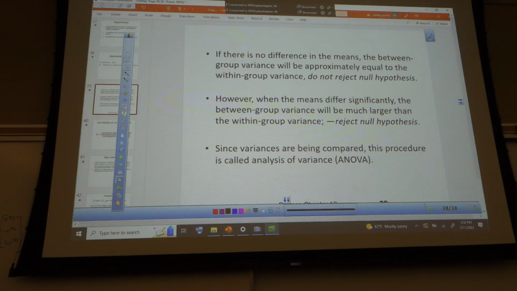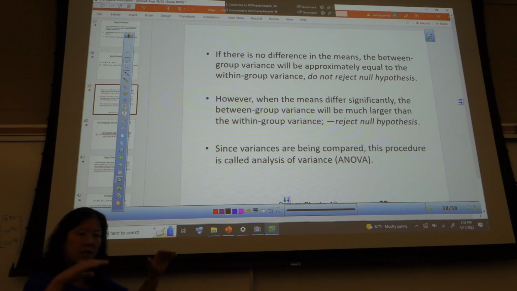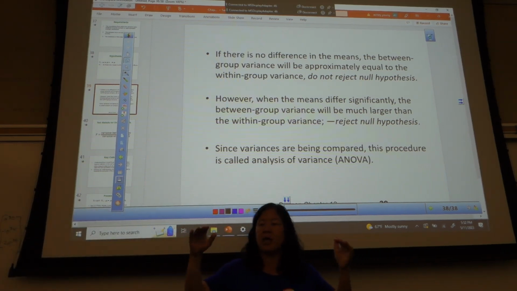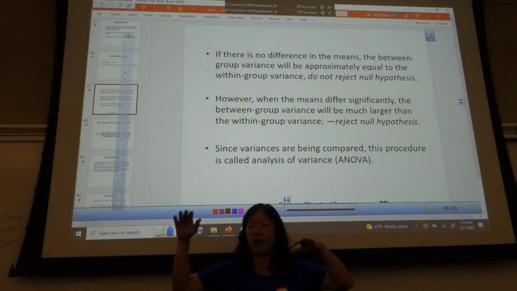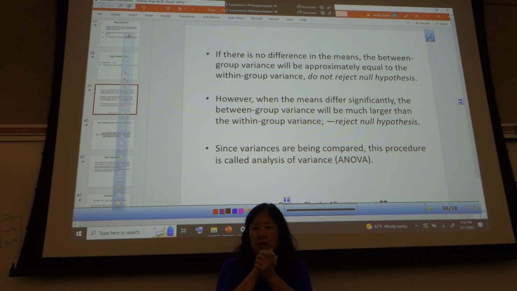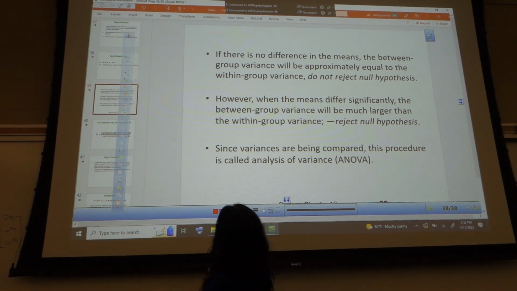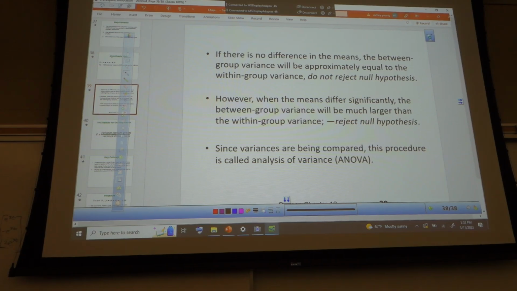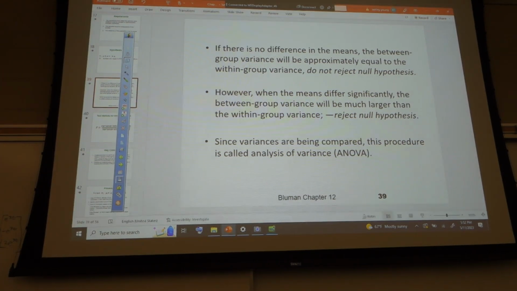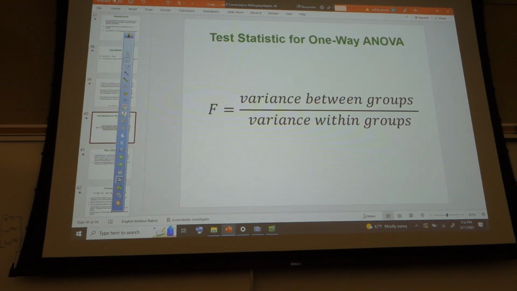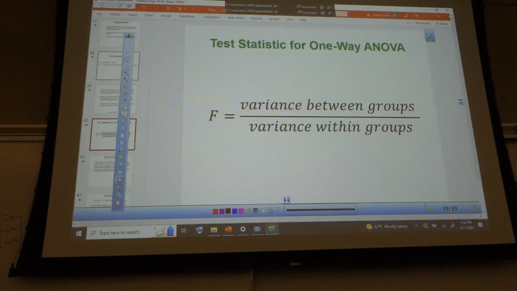So what we're looking at is, if there's no difference between the means, they're all the same, that means that the between group variance should be the same as the within group variance. And we would not reject H naught. But if the between group variance is bigger than the within group variance, then we say the means are not the same.